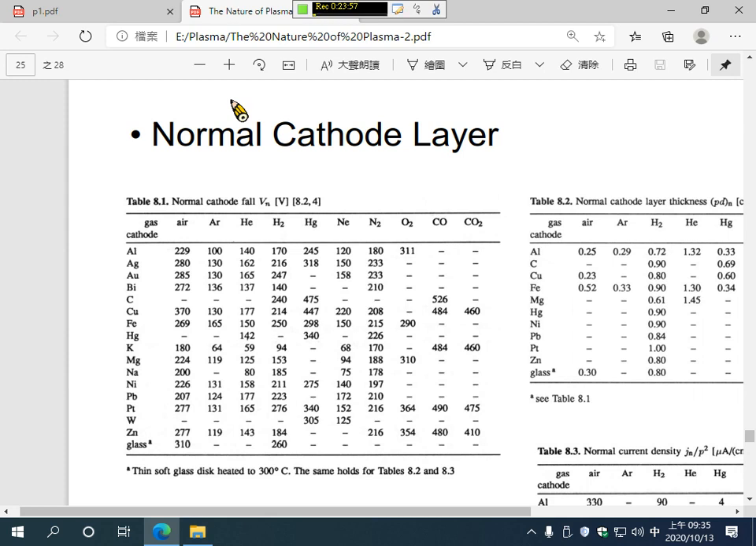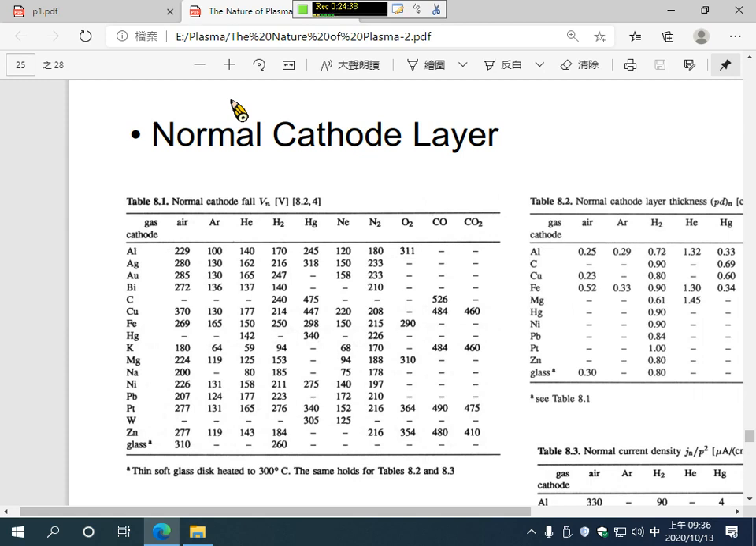Right? We already know helium, neon, and argon belong to the inert gases. And the sequence of the ionization energy is helium greater than neon, and then greater than argon. Right? So compared to helium, argon can be ionized easily, so the cathode fall is smaller than the cathode fall in the helium plasma.